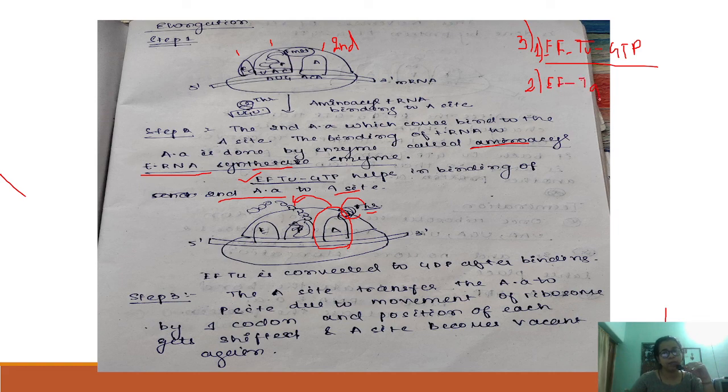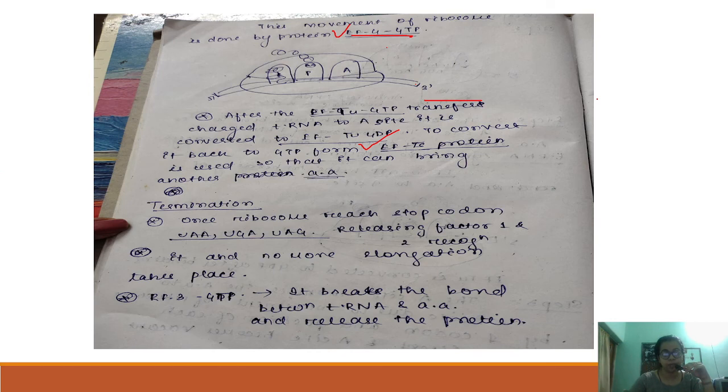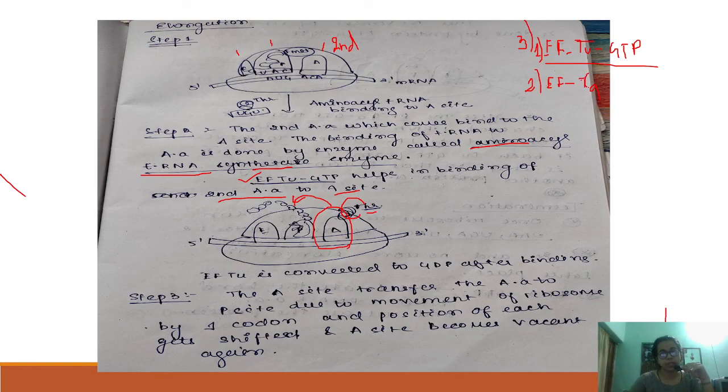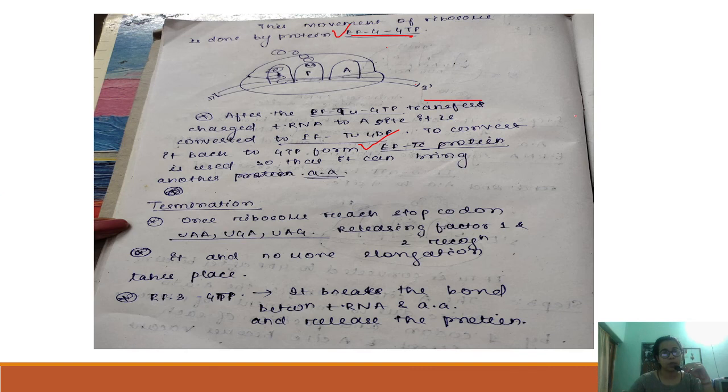The second one is EFG. What is its role? Its role is to move the ribosome by one codon so that the positions of each of them get shifted.